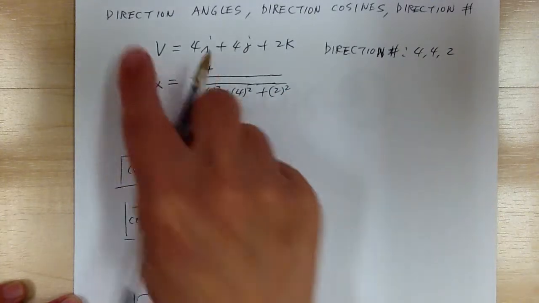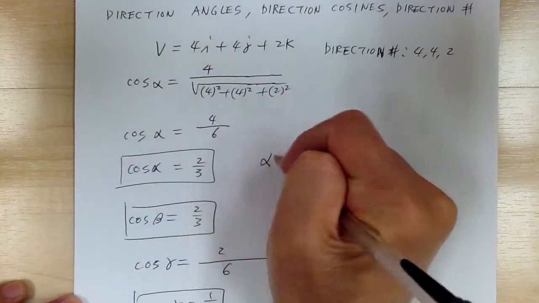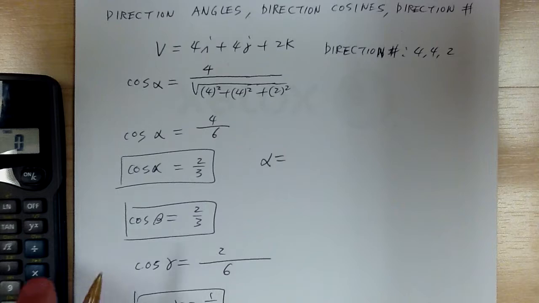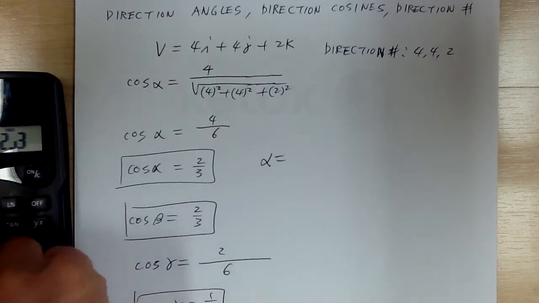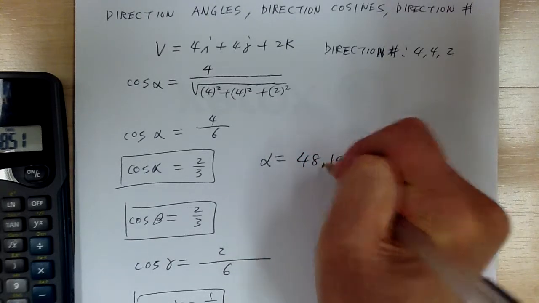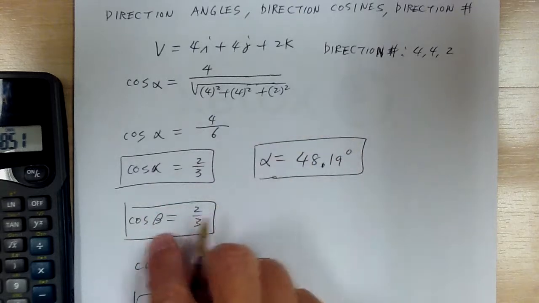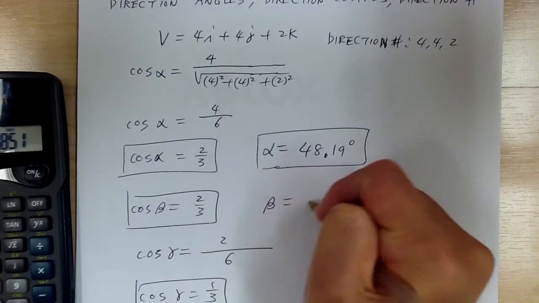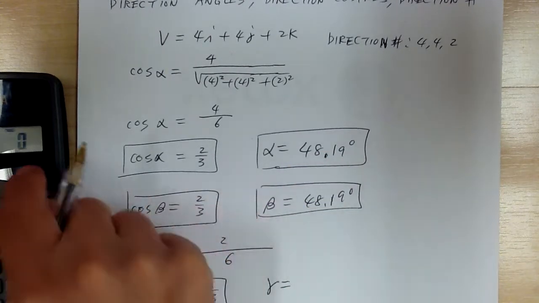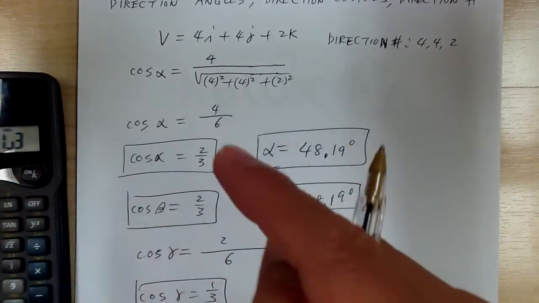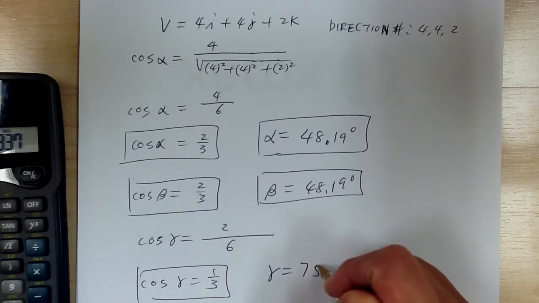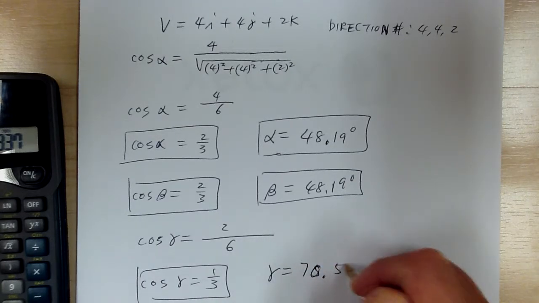After that, for the direction angle, you have to get the angle. So for alpha, get your calculator: inverse cosine of 2/3 is equal to 48.19 degrees. Since beta is the same, angle beta equals 48.19 degrees. And gamma equals inverse cosine of 1/3, which is 70.53 degrees.